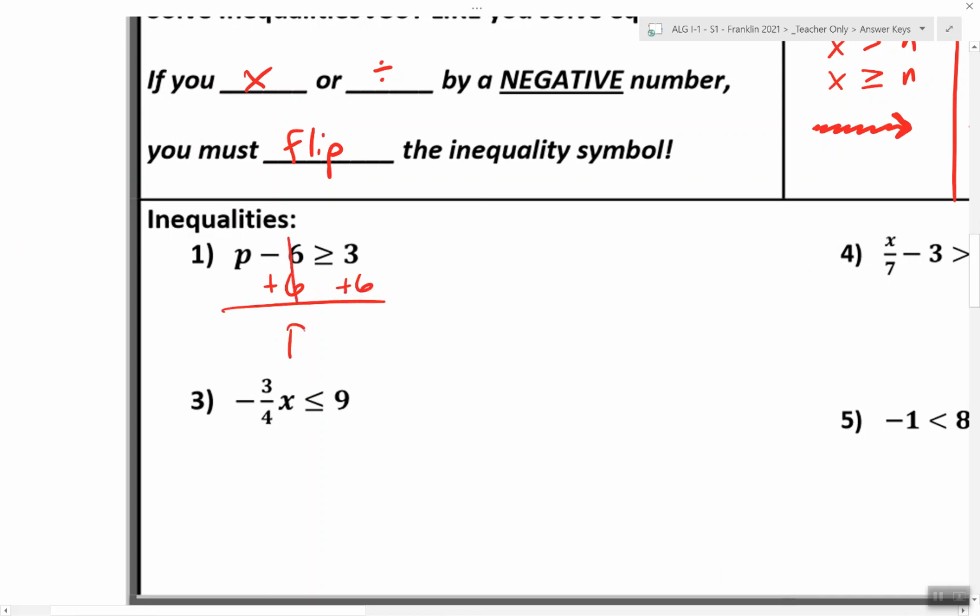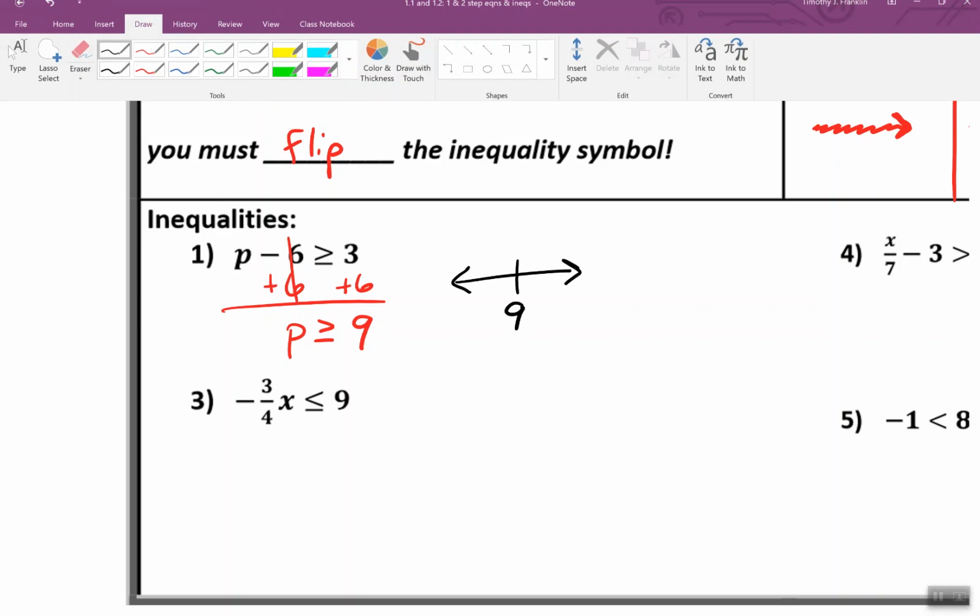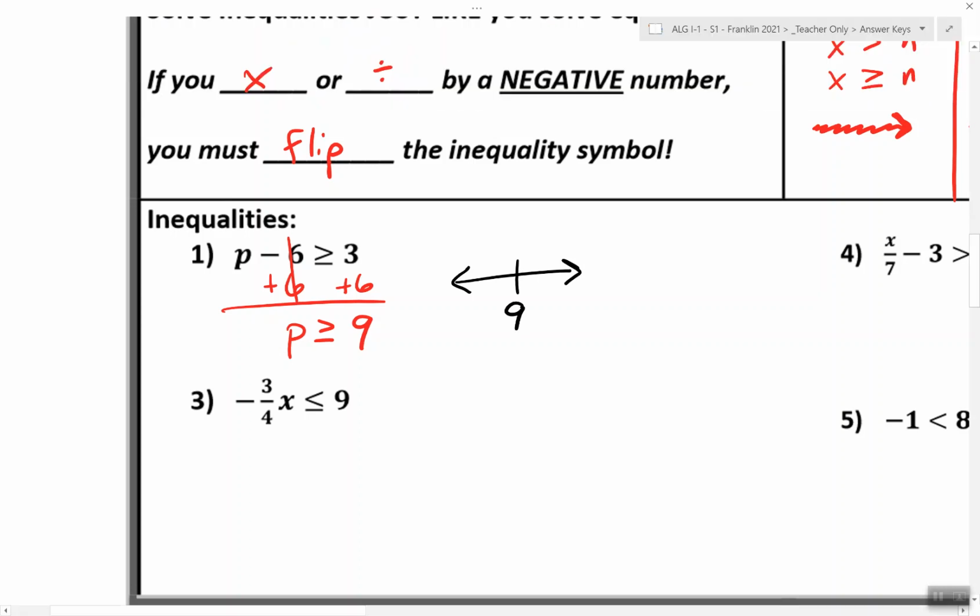Cancel that out. So p is greater than or equal to 9. Now we do need to graph that. So let's go ahead and make a number line. And I'm just going to put 9 in the middle there. You could put other numbers on there if you want to, like 10 and 8, to give it some context. Or some people like to just put 0 on whichever side 0 goes on. But I think we all know which direction 0 is from 9, so I don't mind. Just put 9 on there, that's fine.